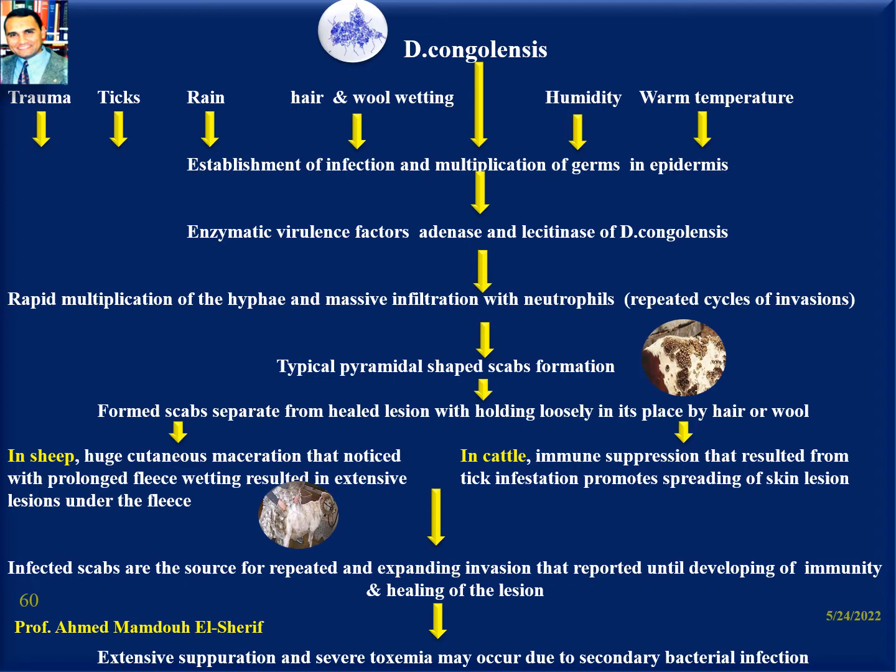In cattle, immune suppression resulting from tick infestation promotes the spreading of skin lesions, while in sheep, huge cutaneous maceration noted with prolonged fleece sweating results in extensive lesions under the fleece. All of this will lead to infected scabs, which are the source of repeated and expanding invasion until immunity develops and the lesion heals in the same animal and in the flock. Extensive suppuration and severe toxemia may occur due to secondary bacterial infection.